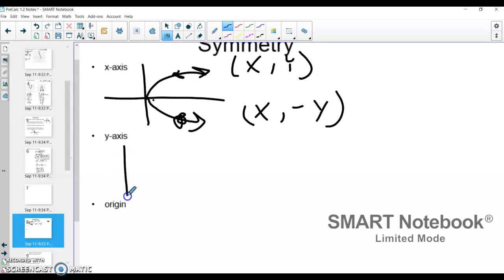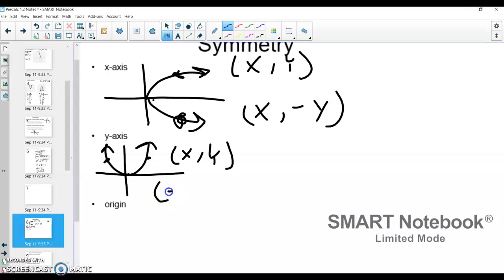Y-axis symmetry, that's what I showed you in that one graph. That's with the parabola here. If I choose a point right here, that again is x comma y. And if I plug in the negative x version of that, I should get the same y. So that's negative x comma y.